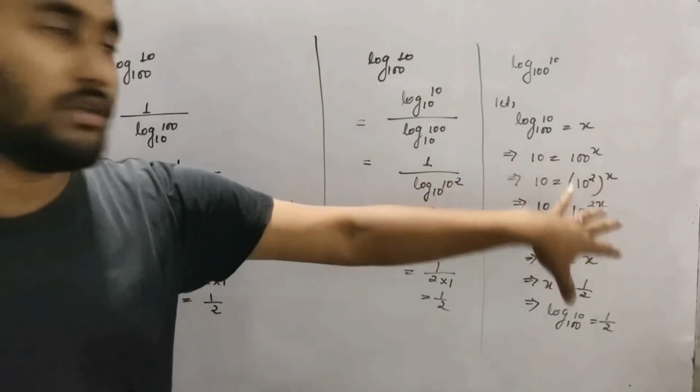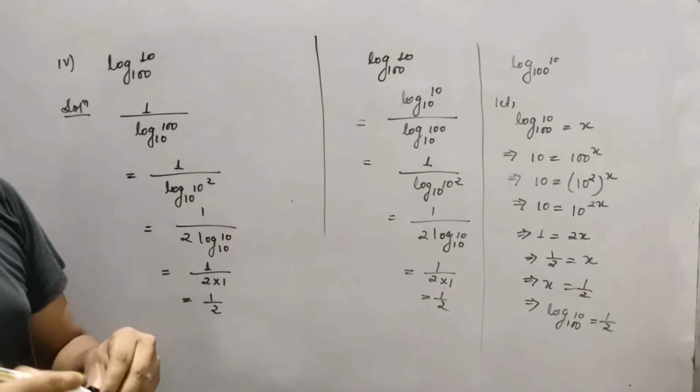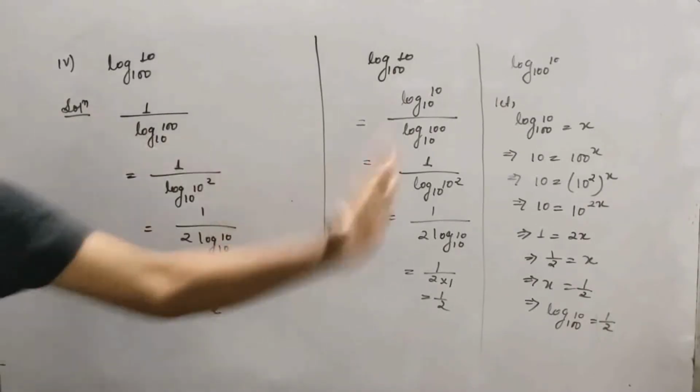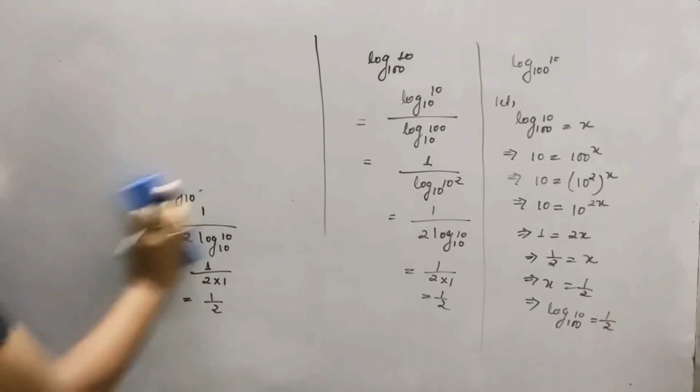So 3 ways we can do. This way is also very important. Some questions we will apply this way, and you see change of base we have done. So in 3 different ways we have done. Whichever way you like, you can do it that way. Okay, so next question, question number 5.